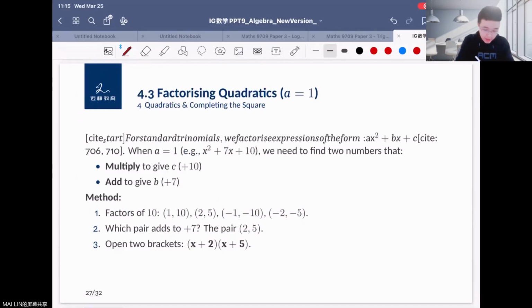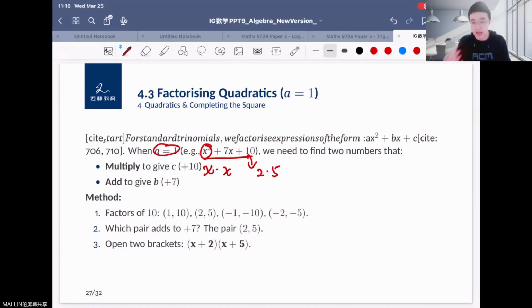So first, when a equals 1, for example, x squared plus 7x plus 10, you can find there's 1 times x squared plus 7x plus 10. Now you can try to make it into factors. x squared you can write as x times x, and 10 you can write as 2 times 5. So we have the factors 2 times 5.